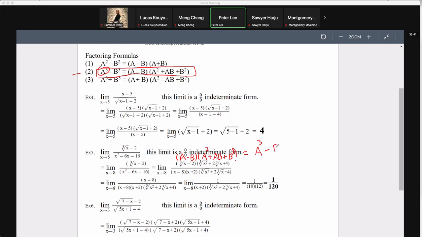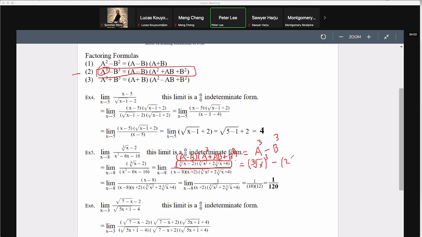So in our case, now what is a cubed minus b cubed? What is that? So just the numerator here. What is our a cubed minus b cubed? A cubed minus b cubed is going to be the cube root of x cubed, and then it's going to be minus 2 cubed.